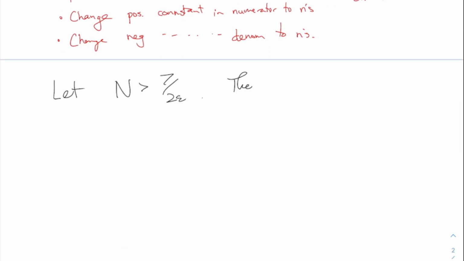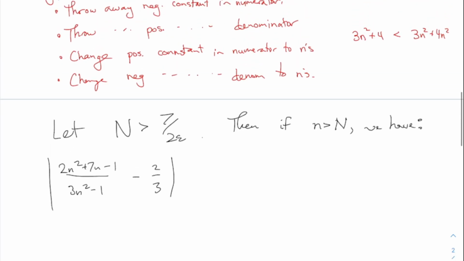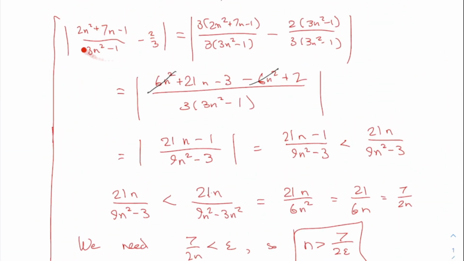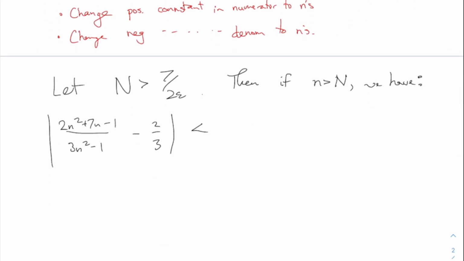Right, then if n is greater than the big N, we have, and now I have to write out my original thing inside the absolute value signs, 2n squared plus 7n minus 1 over 3n squared minus 1 minus 2/3, right? This. And now you can write in the simplifications, or you can just say, I mean, I already wrote them all down up here. I start with this. This is equal, equal, equal, less than, equal, equal. Eventually it's less than that, 7 over 2n. So this is less than 7 over 2n. All right.